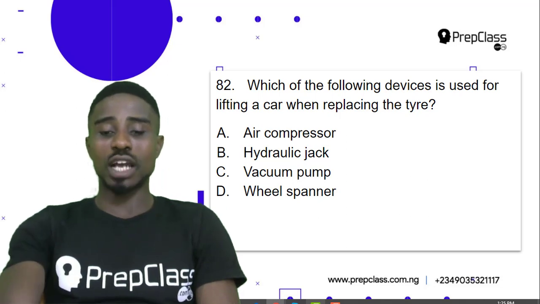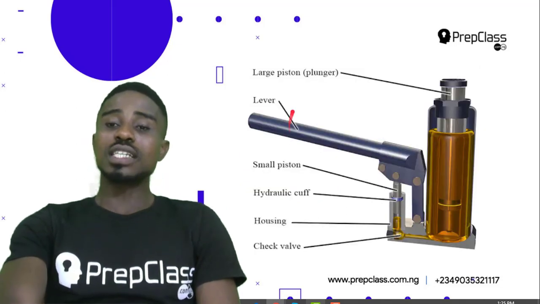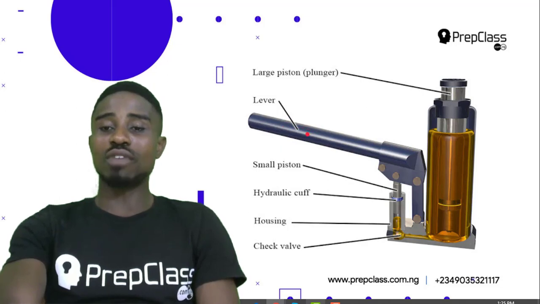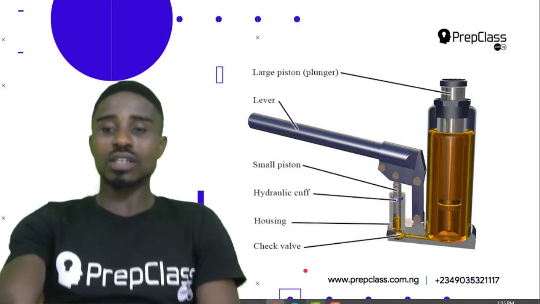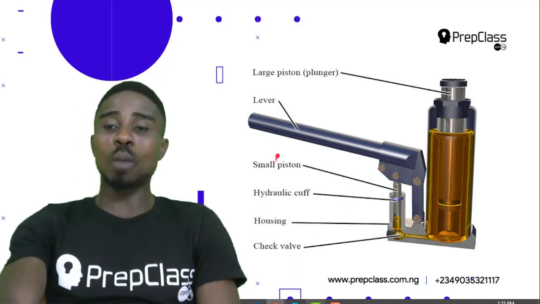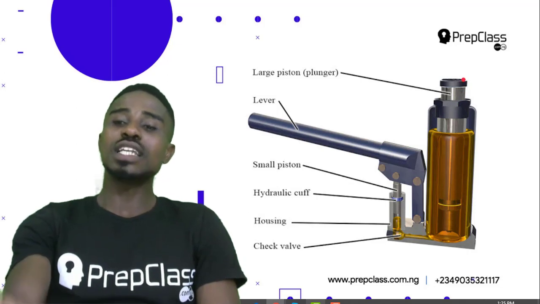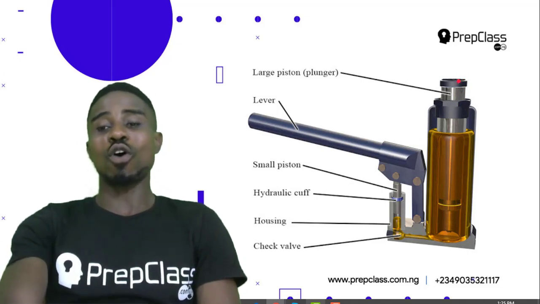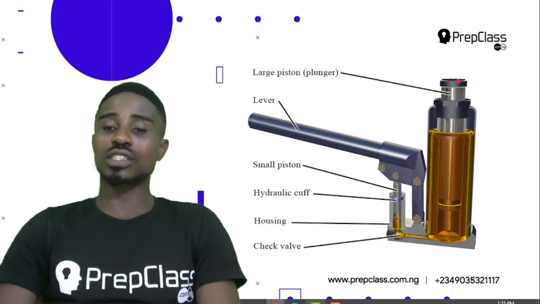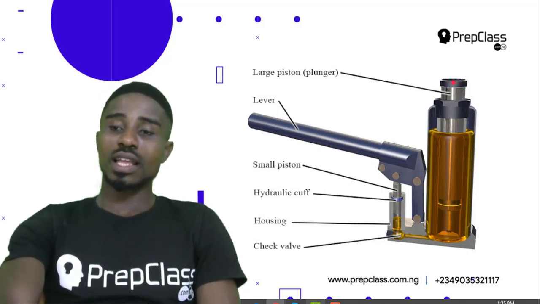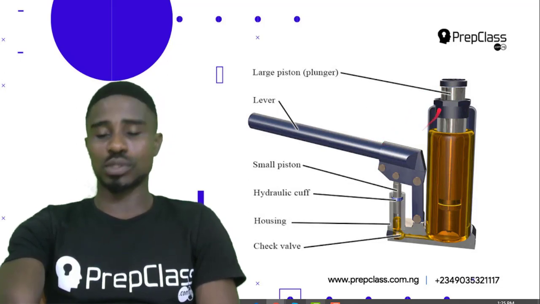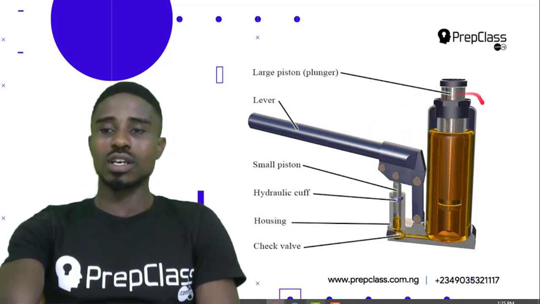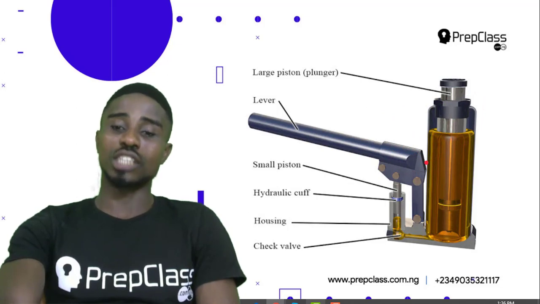Let me show you an image of a hydraulic jack. So this is a hydraulic jack. This is the lever. When the lever is pressed downward, as it's pressed downward and returns upward, this large piston goes upward, lifting a side of the car for the tire to be changed. So this is what a hydraulic jack looks like. There are various types of hydraulic jacks or various shapes of hydraulic jacks, but this is a common hydraulic jack.